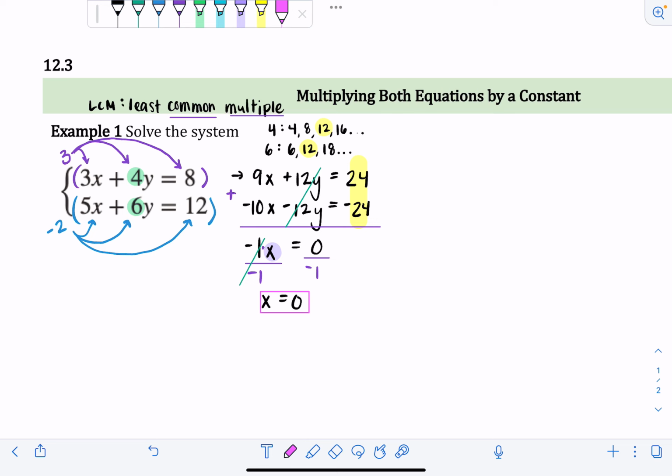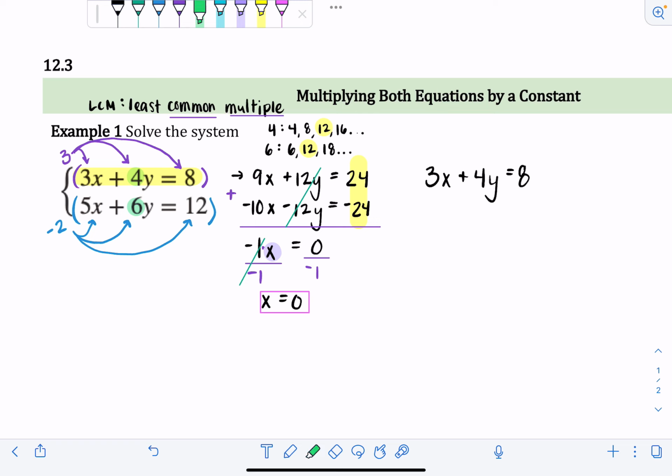So we still have to find y. In order to do that, I'm going to take that x equals 0 and put it into one of the original equations. I'm going to use the first one, the ones that we had before we changed them, when we multiplied by 3 and negative 2, just because I have smaller numbers to deal with, so I might as well use the original. So 3x plus 4y equals 8.